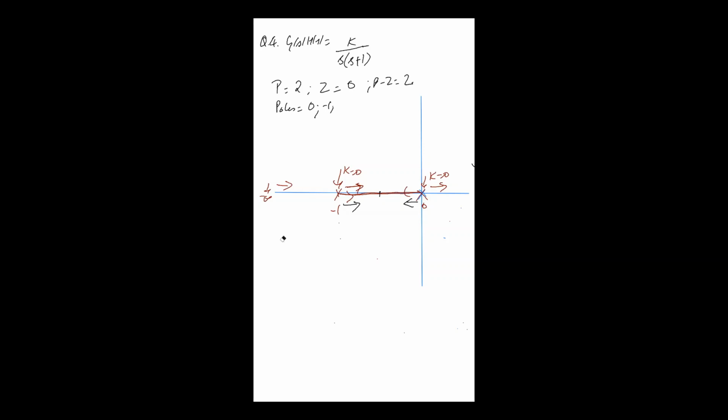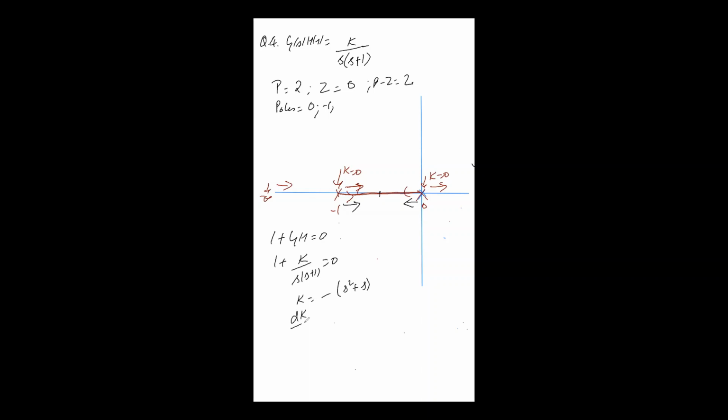So the breakaway point you can calculate from 1 plus GH equal to 0. So 1 plus K upon s into s plus 1 is equal to 0. So this will give me K is equal to minus of s square plus s.